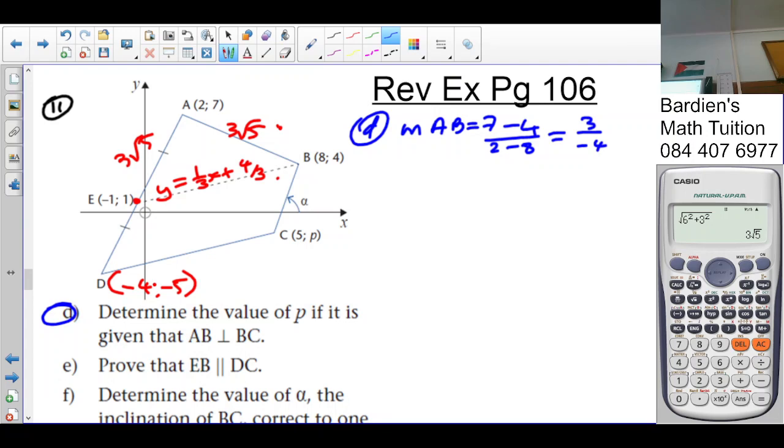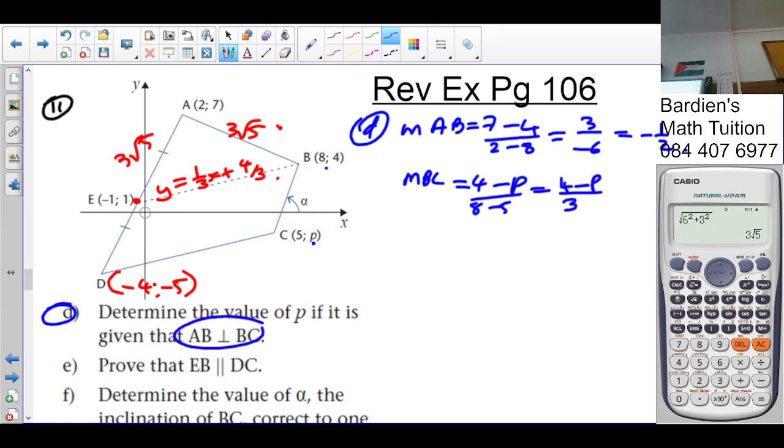Then, the gradient of BC, which is this line here. Yes? Negative 6, absolutely. So that's going to give you negative half. Is that correct? Sorry about that. Okay. Thank you. So you're going to have 4 minus P over 8 minus 5, which is 4 minus P over 3.